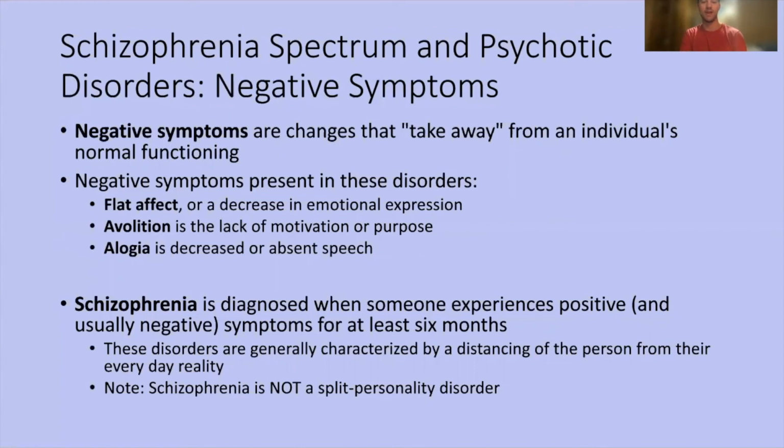So these are all negative symptoms, and you can see that if we look at the normal state of each, we're taking something away. So we consider these to be negative symptoms. Schizophrenia is diagnosed when someone experiences positive and negative symptoms for at least 6 months. These disorders are generally characterized by a distancing of the person from their everyday reality. They are very, very disruptive.